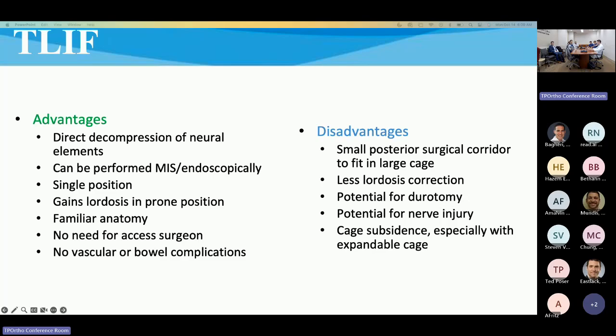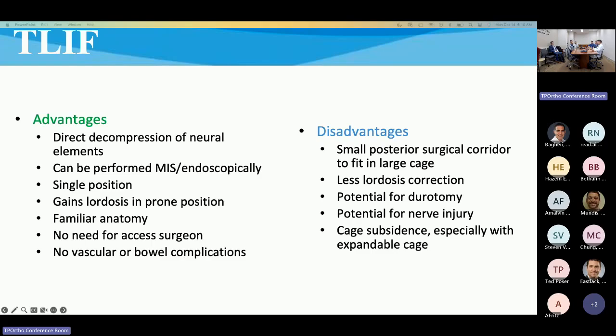It's a small corridor, so you can't get in a huge cage. Generally speaking, I think you get less lordosis correction. There's pretty good literature to suggest that you can get the same amount of lordosis from a TLIF as you can from a lateral, but you have to be thoughtful about it. You can't just jam in a bullet with 10 degrees of lordosis. You have to probably do a bilateral facet takedown and get the cage out front. And if you do that and you compress, you can get pretty impressive lordosis on a TLIF. There's no question about it.